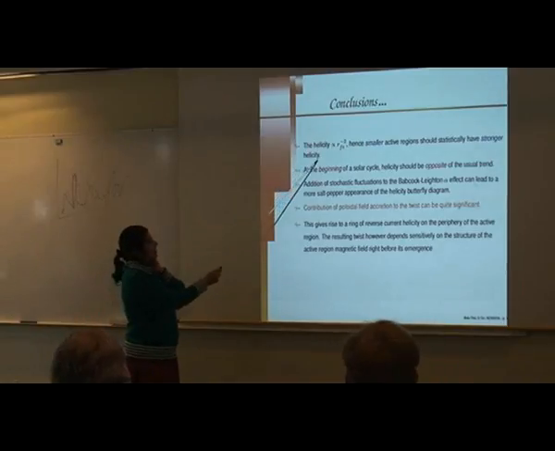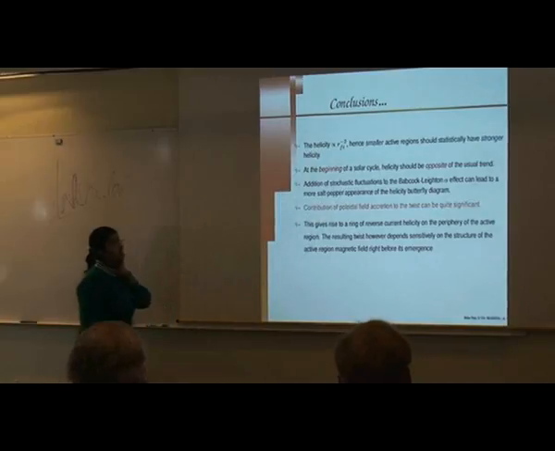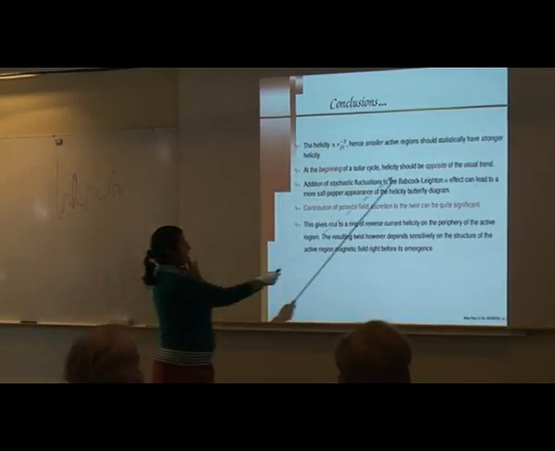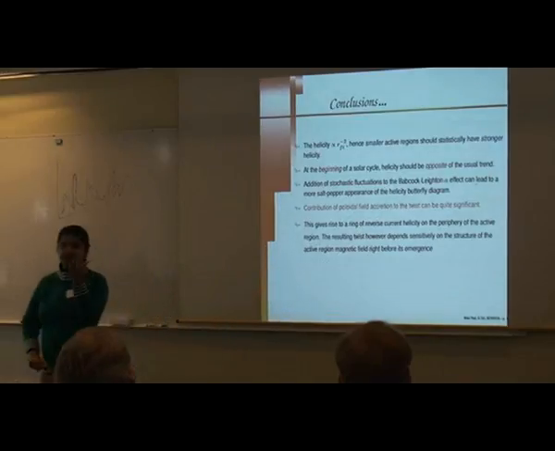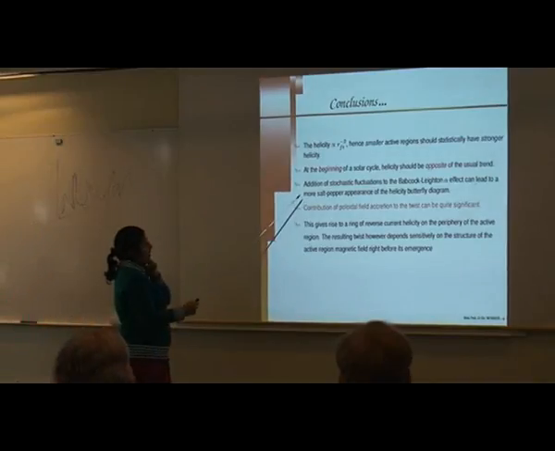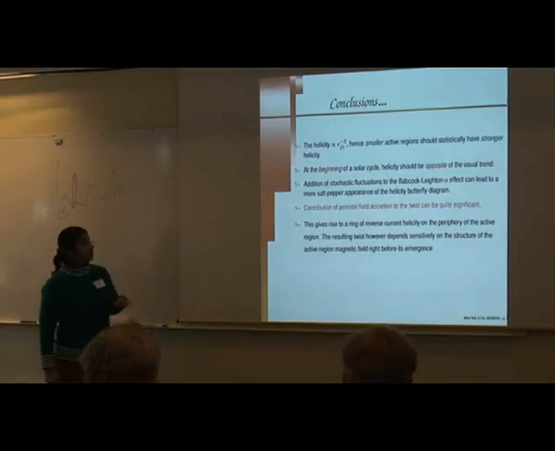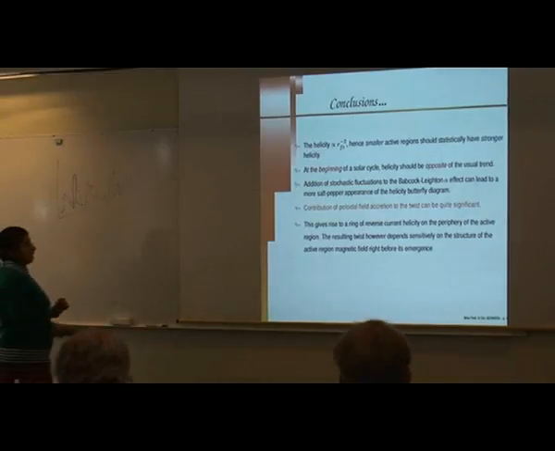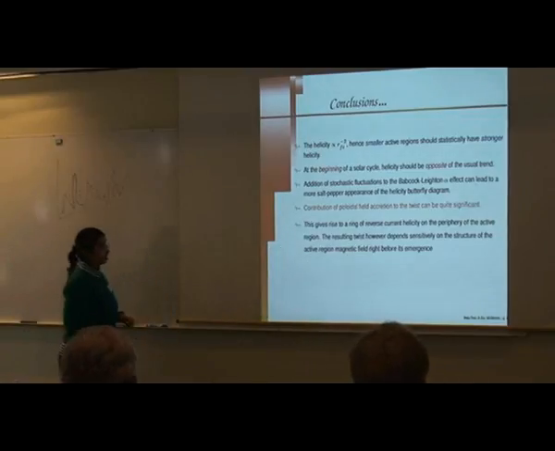So there are two different predictions. One is that smaller active regions should have statistically stronger helicity. And at the beginning of the solar cycle, the helicity should be opposite of the usual trend, which Kirill says that he observes in his data. And addition of stochastic fluctuations to the Babcock-Leighton alpha can lead to a more salt-and-pepper appearance in the helicity butterfly diagram. And then the contribution of the poloidal field accretion to the twist can be quite significant.